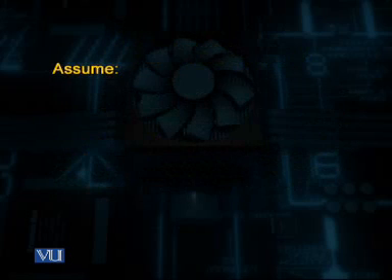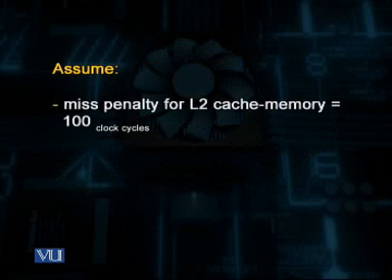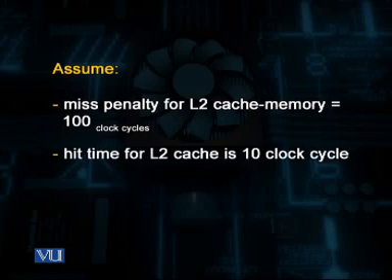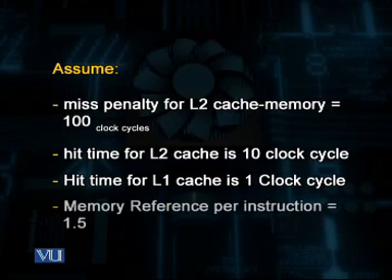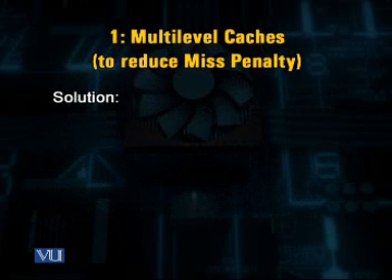Here we also assume that the miss penalty for level 2 cache is equal to 100 clock cycles. The hit time for level 2 cache is equal to 10 clock cycles. The hit time for level 1 cache is equal to 1 clock cycle, and there are 1.5 memory references per instruction. Now, to solve this problem, let us look into the solution.